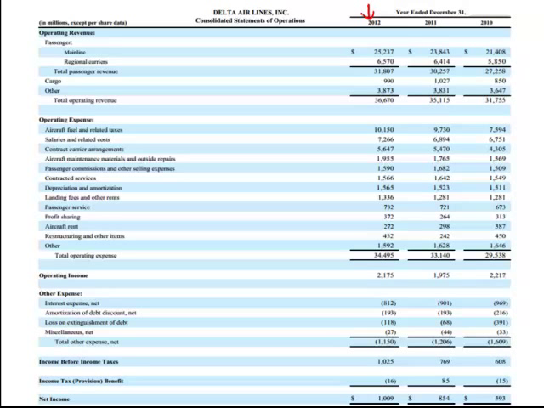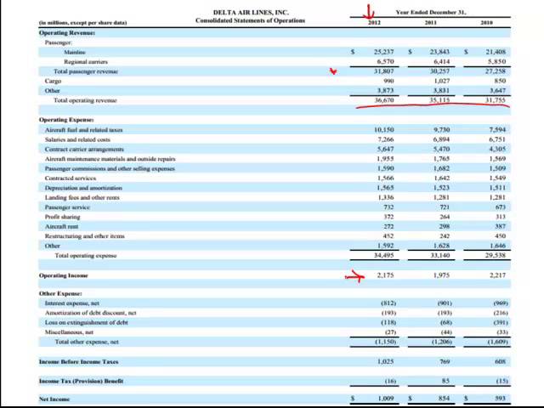If I look at their operating revenue, I can see that their operating revenue is increasing each year, and I can see that the major reason for that is passenger revenue. That passenger revenue keeps going up every year. The net income is a bit erratic, but seems to stay around $2 billion, so nothing too shabby there.